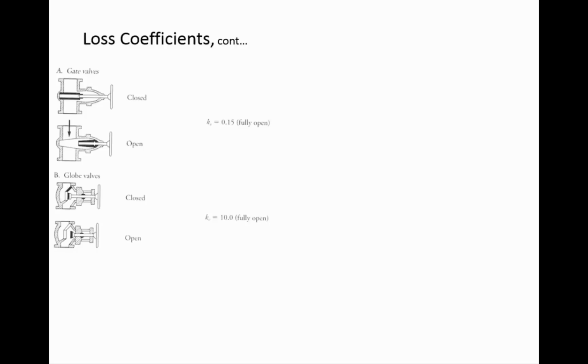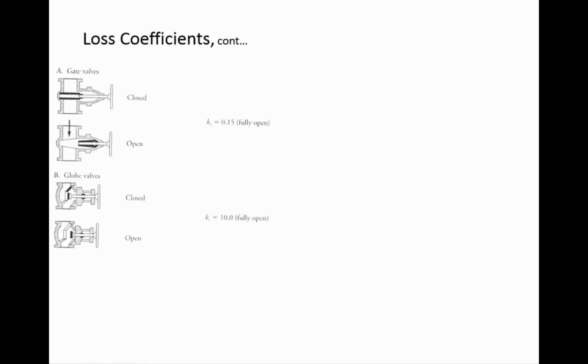And if you have lots of globe valves, for example, you can see that the K value for a fully open globe valve is 10, which means as water flows through that valve, even when it's all the way open, you're losing 10 times the velocity head. That's a lot of energy to be lost, especially when you compare it to a gate valve, which is basically just like there's a metal plate in the way that you can move it out of the way.